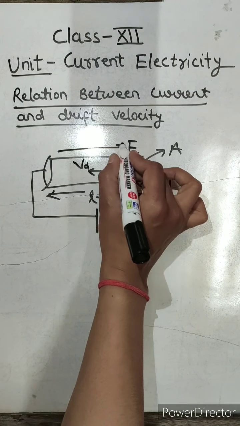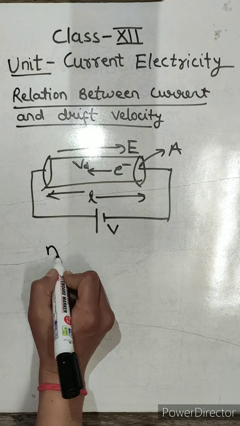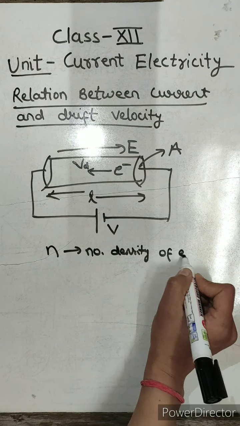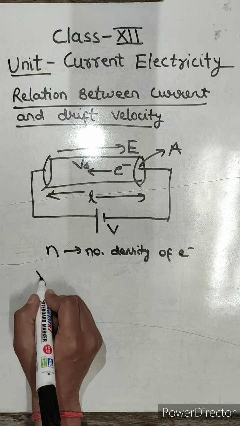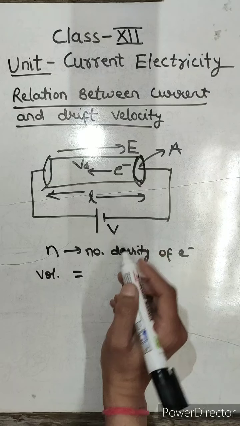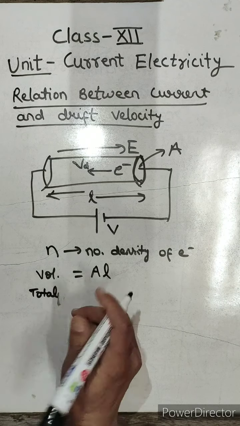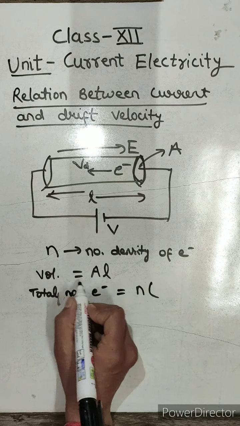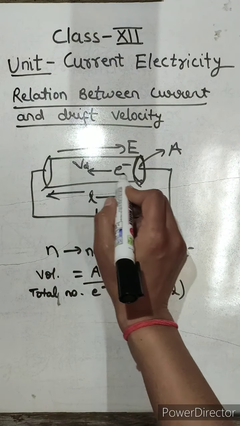This is the external electric field due to this battery. So now let N be the number density of electrons, that means the number of free electrons per unit volume. So the volume of this conductor will be A, area of cross section, multiplied by the length. So the total number of electrons will be N times the volume of this conductor, which is A into L. So these are the total number of electrons in this conductor.